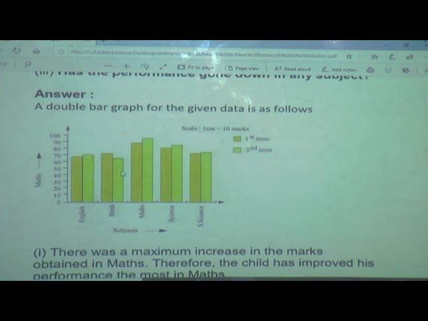So please see the data and just plot a graph which is given, that should be a double bar graph. I told, again I will revise: first you have to draw an x-axis and y-axis, write the subjects, and choose your own scale. Here we had taken a scale of 0 to 10, because the difference is very less. So we can say the scale is 1 centimeter equal to 10 marks.